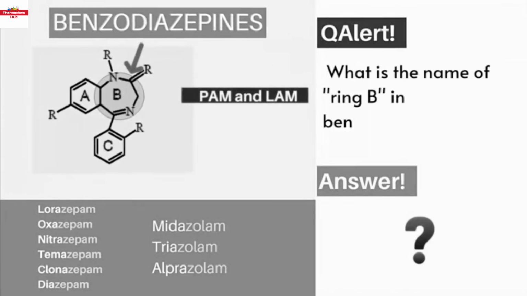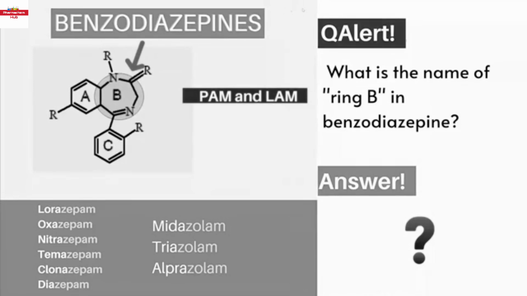I was mentioning before, here I'd like to give you a quick tip: PAM and LAM. Basically all the suffixes of the benzodiazepines are PAM and LAM. Benzodiazepines are PAMs and LAMs. So what is the exam tip, or let's say a test tip for the exam? What are the keywords? What is the name of the ring B? So just focus on the keyword here: what is the ring B?